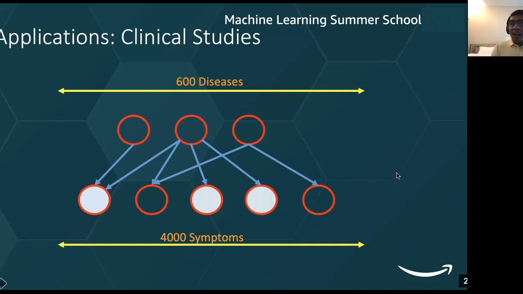So using this graph, as a learned graph, and given a list of symptoms, we would then be able to infer what is the most likely disease that is causing all the symptoms. So this is one example of how graphical models can be employed in practice.